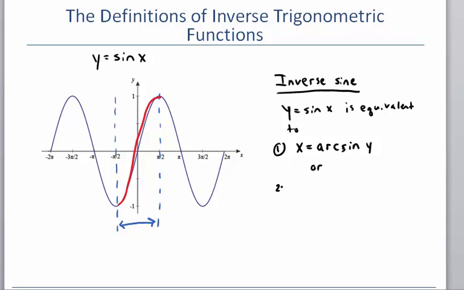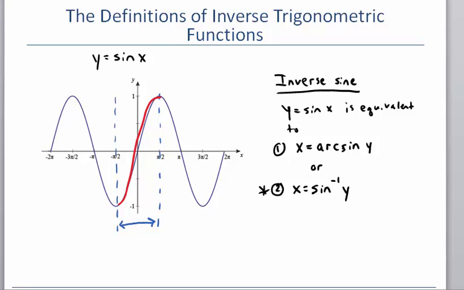The other notation that you will commonly see is x is equal to sine with a -1, kind of like an exponent, of y. And this is the notation that our book uses for inverse sine. The reason they choose that is because it is most closely linked to what we learn in the algebra portion of the course, where we are dealing with a function f, and when we talk about its inverse, we use the notation f -1 of x. And so just for consistency's sake, we're going to use that second notation for the inverse of the sine function.